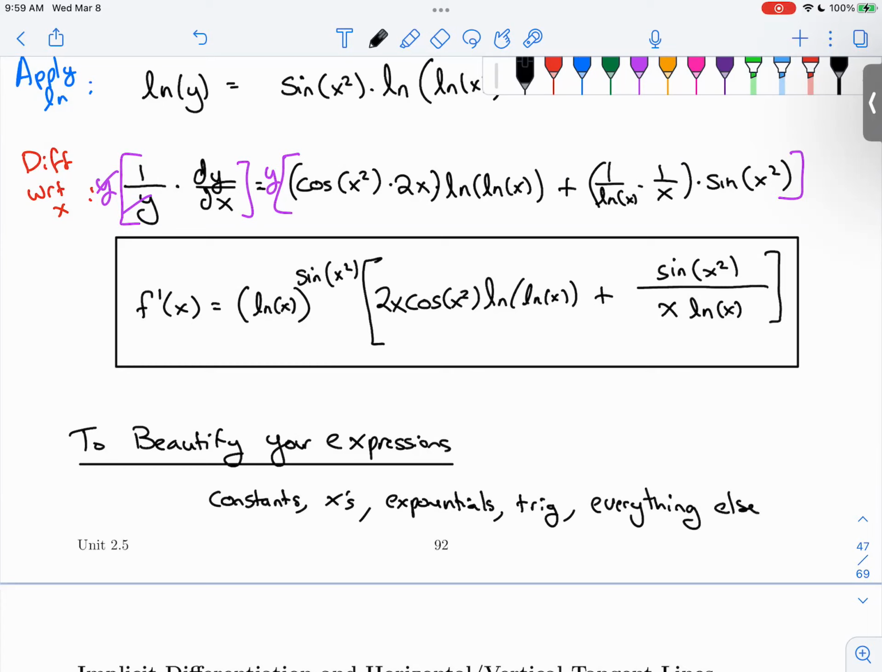So constants come first, then x powers, then exponentials, then trig, then everything else. That's my typical convention. Everyone has their own little flavor on it. But later on, you get into mathematics, and some people even start to try and make their own notation, so there's no consistency anywhere.